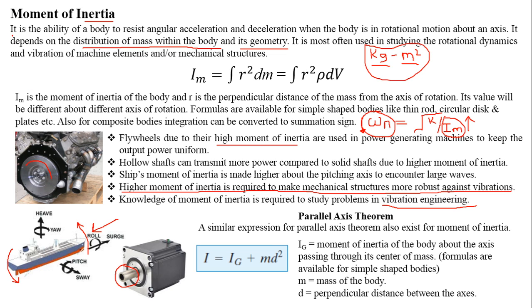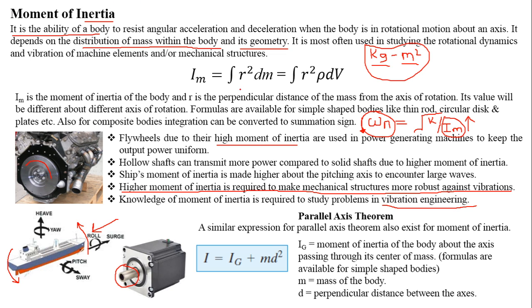So if you compare the definition of moment of inertia with the second moment of area, only one thing is common, that both of them represent resistance. Second moment of area represents the resistance to bending when a mechanical structure is externally loaded, whereas moment of inertia represents resistance to angular accelerations and decelerations when a body is rotating or is about to rotate.